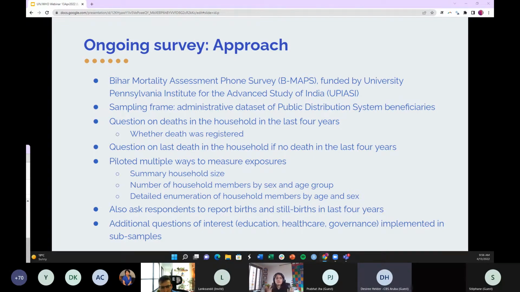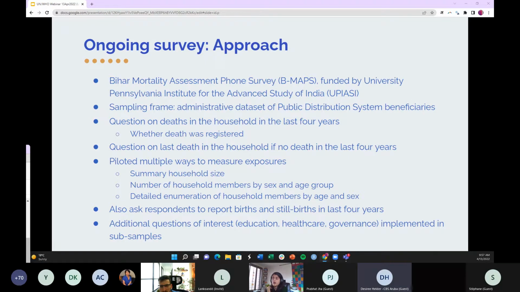This is also partly to ensure data quality, so that enumerators don't feel like they can skip one whole section and move on, because either way you are expected to collect mortality data. We piloted multiple ways to measure exposures. We did initially randomize, but we decided to go with a third for all surveys once the protocol was stabilized. Essentially, right now we are doing detailed enumeration of household members by age and sex. We also asked respondents to report deaths and stillbirths in the last 4 years.